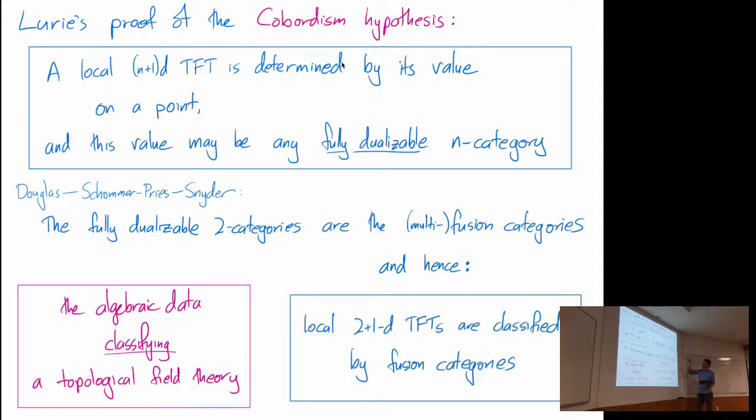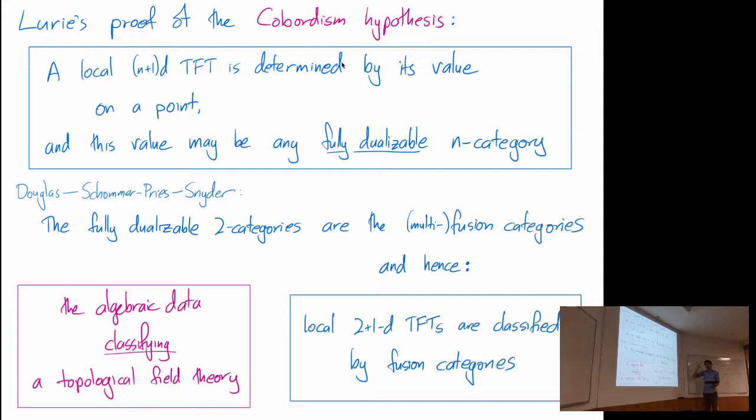So the idea is that, well, if you've got a local TFT, then actually all of its values in all the higher dimensional manifolds are entirely determined by what it did to the point. Okay? And in fact, we have a complete classification of what the possible values of the point are. Okay? So I'm not going to attempt to explain what a fully dualizable n category is, but in summary, this theorem tells you that local TFTs are exactly in correspondence with fully dualizable n categories via just specializing to see what the TFT does at a point.